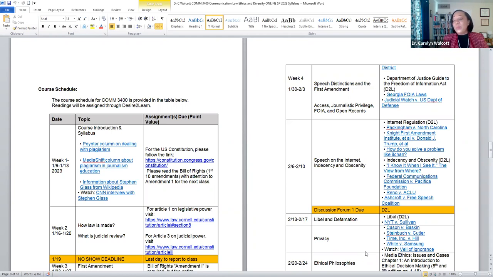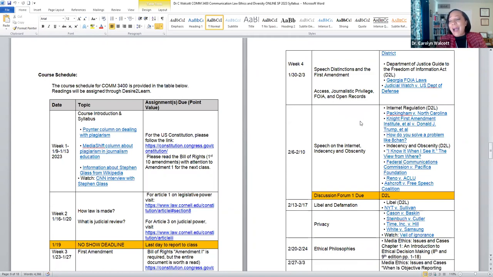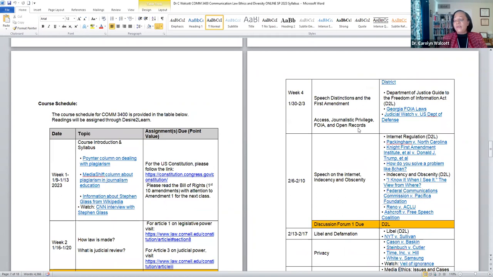And of course, then we come to week 4 for the speech distinctions in the First Amendment, and of course access and journalistic privilege, Freedom of Information Act, and open records. You will note when we get to week 4 that not every single bit of information is protected. Not everything that a journalist says, well, I have a right to be here, means that they can actually be there in that particular space.